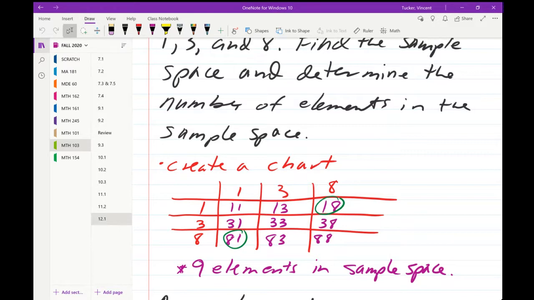So 1 and 1 will give you 11, 1 and 3 will give you 13, 1 and 8 will give you 18. Then 3 and 1 is 31, 3 and 3 is 33, 3 and 8 is 38. And then 8 and 1 is 81, 8 and 3 is 83, 8 and 8 will give you 88. And that will be your sample space. Those are all of the two-digit numbers that can be created from 1, 3, and 8. And then they ask how many elements would be in the sample space, and it would be 9 because we have 9 numbers.